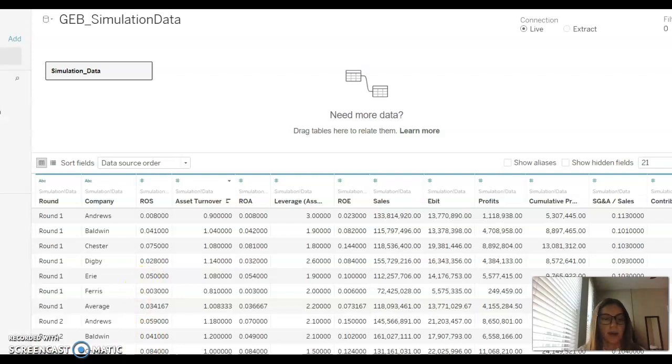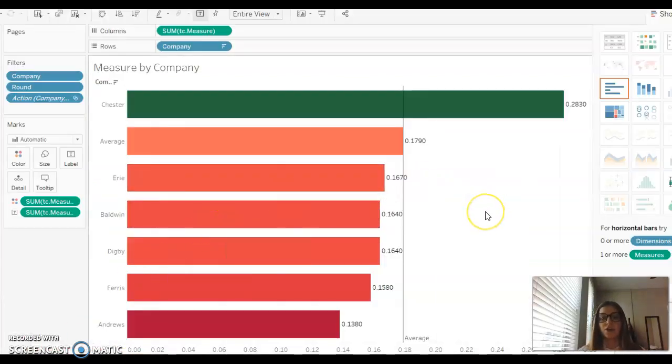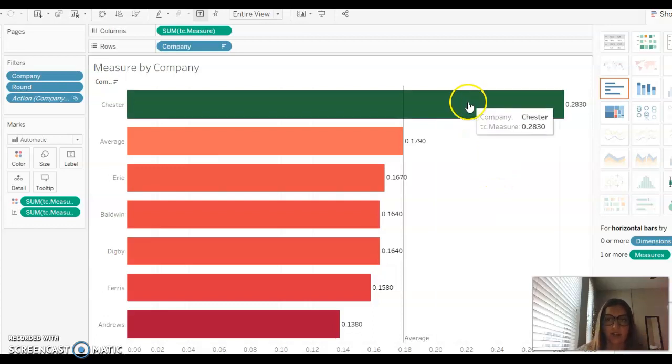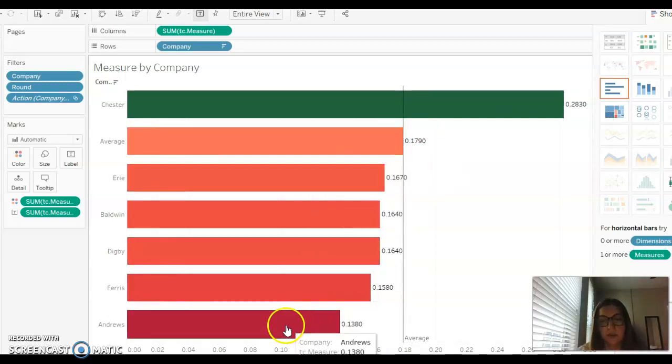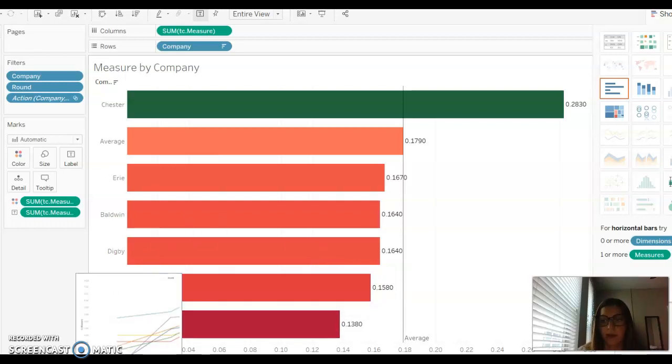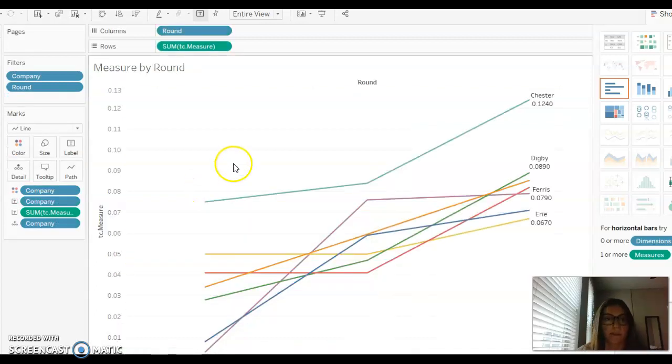So the first thing I did is I measured by the company. Each team has their average, and so we went ahead and did the sum, and we're able to find out that Chester has the highest, which is 0.2830, with the average being 0.190, and the lowest being Andrews at 0.1380. So I just thought it'd be really awesome to be able to find the sum based on each company and based on the total amount of rounds, which is 3.